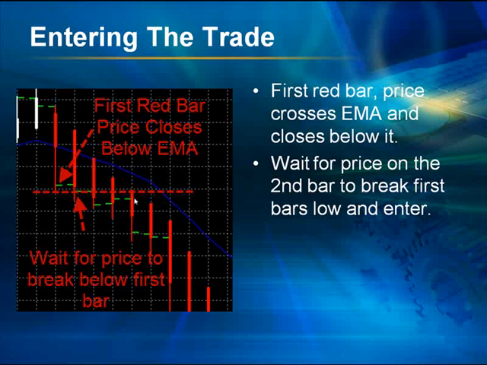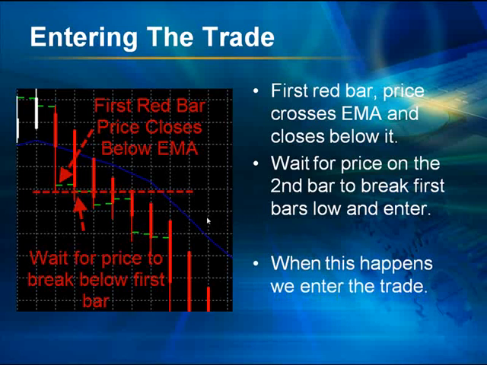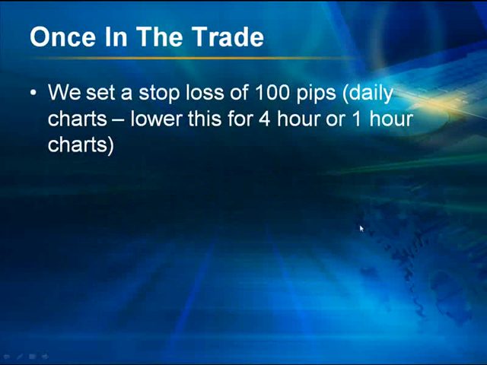So in this case, that red line drawn right there would be the entry point. So we enter the trade, and once we're in the trade, we need to manage it properly. In this case, it's quite simple. We set a stop loss of 100 pips, and I'm using daily charts in the examples for this system.